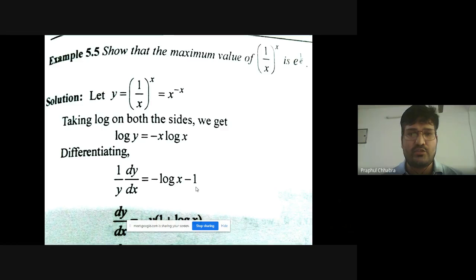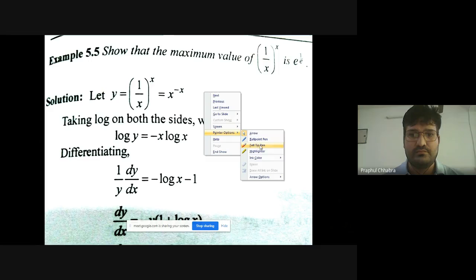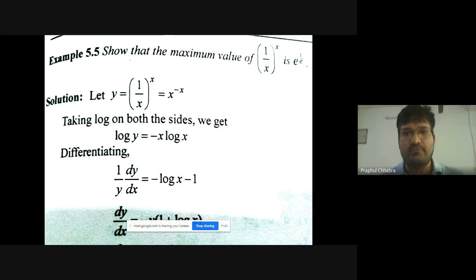Next question is, show that the maximum value of 1 upon x raised to the power x is e raised to the power 1 upon e. I repeat the question, show that the maximum value of 1 upon x raised to the power x is e raised to the power 1 upon e. So basically 1 upon x raised to the power x is the given function, say y is equal to 1 upon x raised to the power x, or we can say x raised to the power minus x.